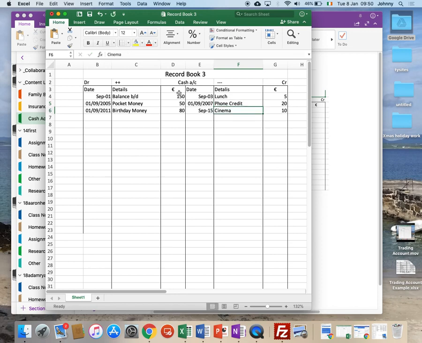Now, next one it says bought lunch €8. CR, so that's lunch. And it's September 19th. Okay. Next one, purchased school materials €10. Okay. So school materials, and it's €10. And the date is the 23rd. Next one, paid for cinema €12. Okay.